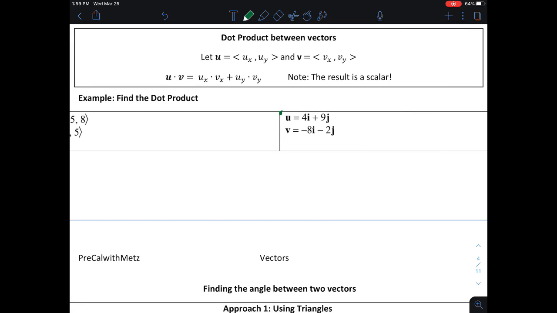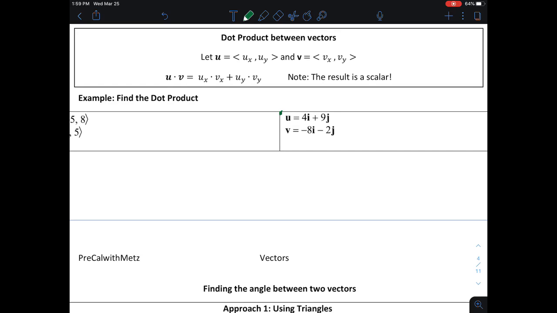Now, the next operation we're going to talk about is the dot product. There's actually two kinds of products between vectors: a dot product and a cross product. But in this video, we're only going to talk about the dot product. The dot product, when I perform it between two vectors, yields a scalar measure, so I get a number at the very end.